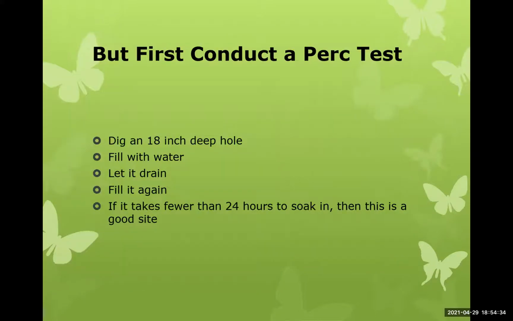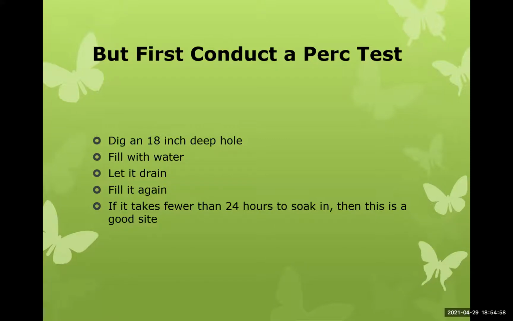Before you do that, though, you're going to want to conduct a Perc test just to make sure you have good infiltration. So you dig a hole 18 inches deep, fill it with water, let it drain, and then fill it again. And if it takes fewer than 24 hours to soak in, then it's a good site. You have good infiltration.